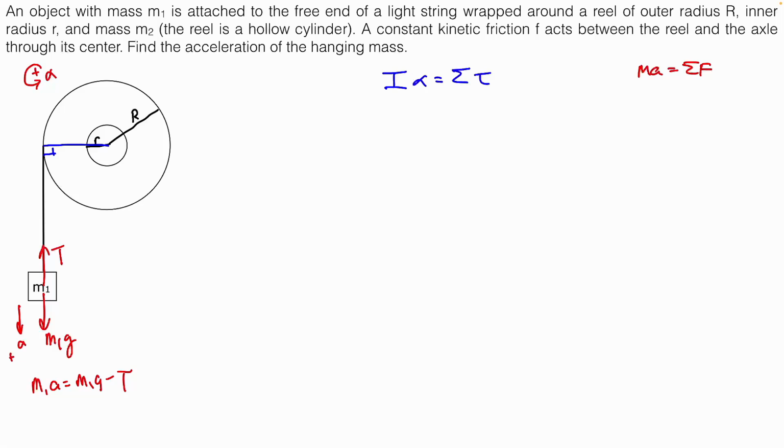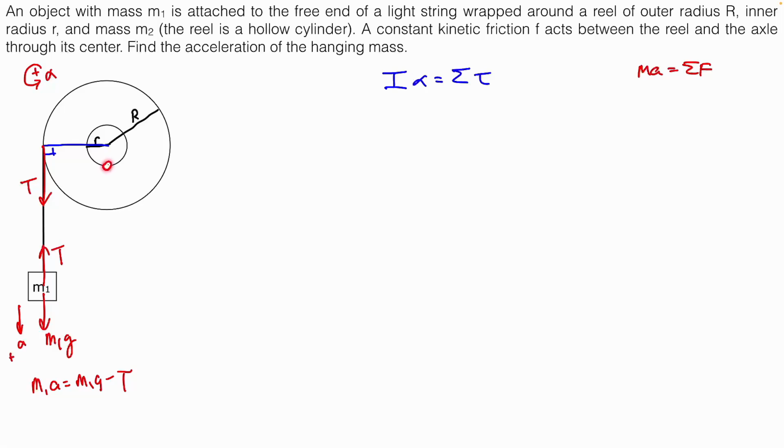What force is acting right at the point of contact there? It's tension, isn't it? Acting downwards. Ooh, where's the friction acting? Yeah, on the inside axle, right? So they don't tell me where.